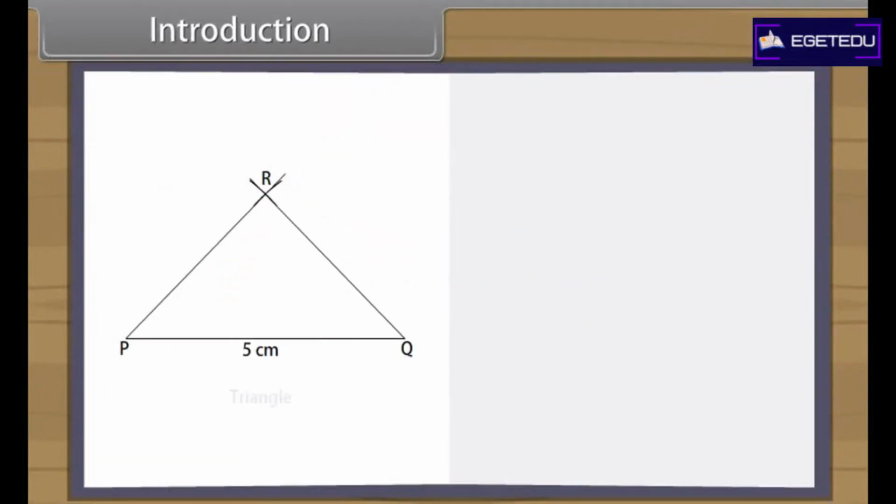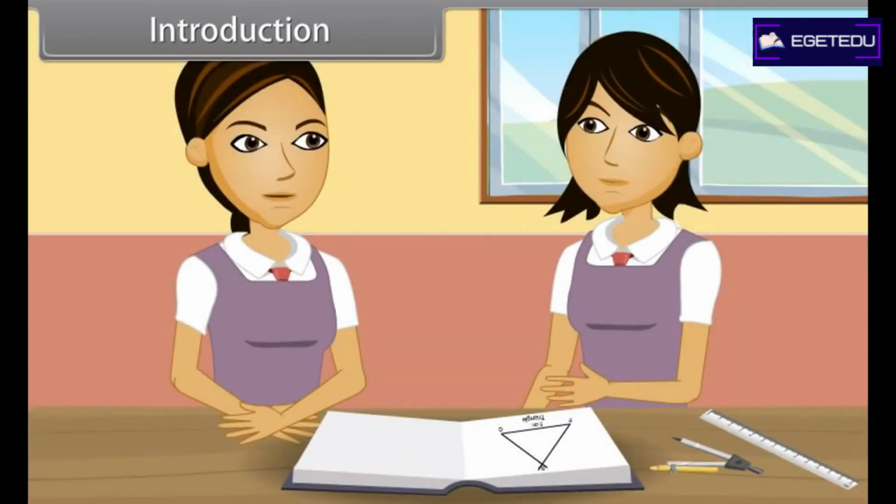Hey Sudha, look, I have made a triangle. Can you make a similar triangle? Yes, I can make it, but I do not have a ruler to measure the length of its sides. Do you know, we can make it without taking its measurements.